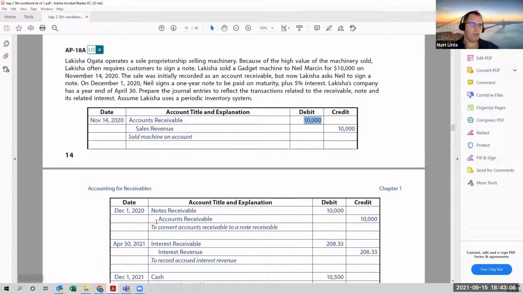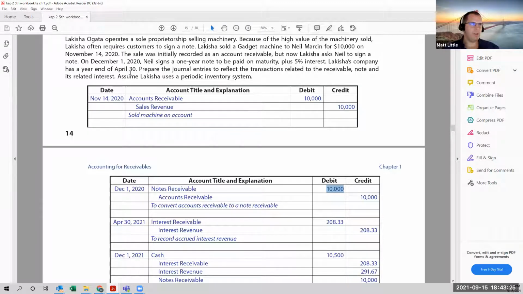December 1st, we then transfer that AR, so credit the AR and debit notes receivable to set up the note. So we moved the full $10,000 out of accounts receivable and set up a note receivable of $10,000 starting December 1st of 2020.